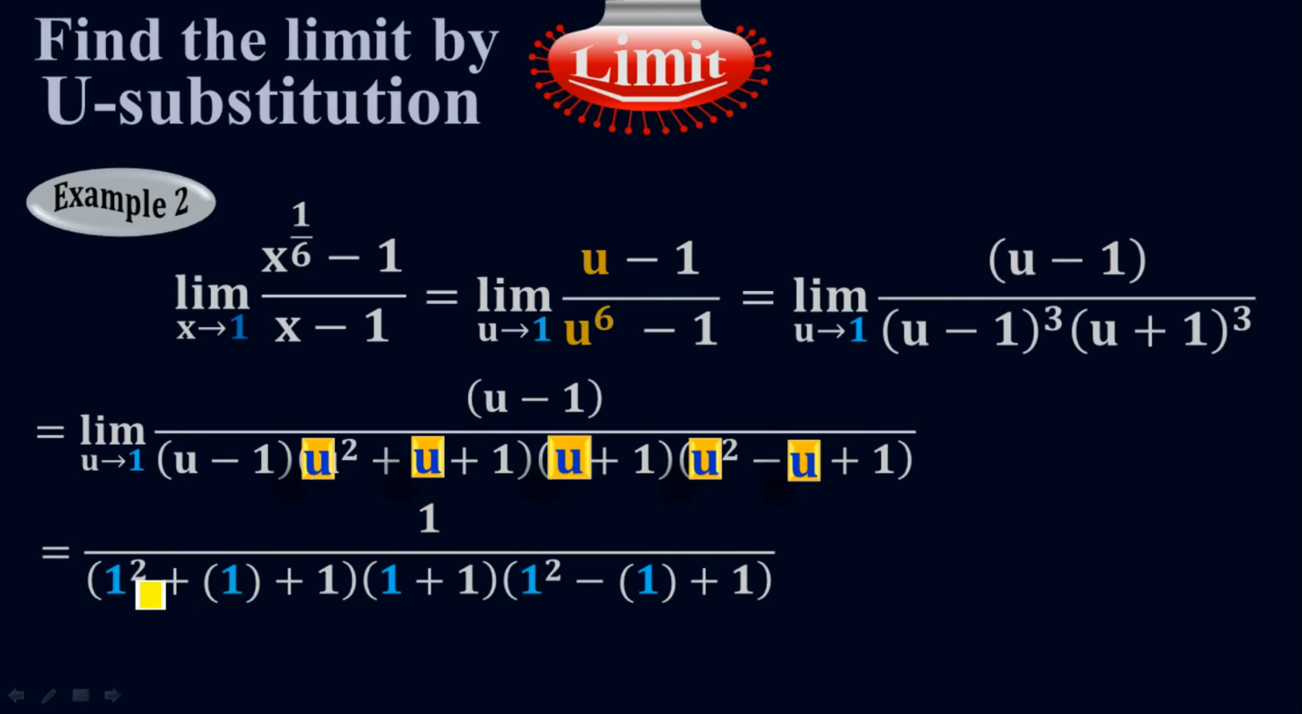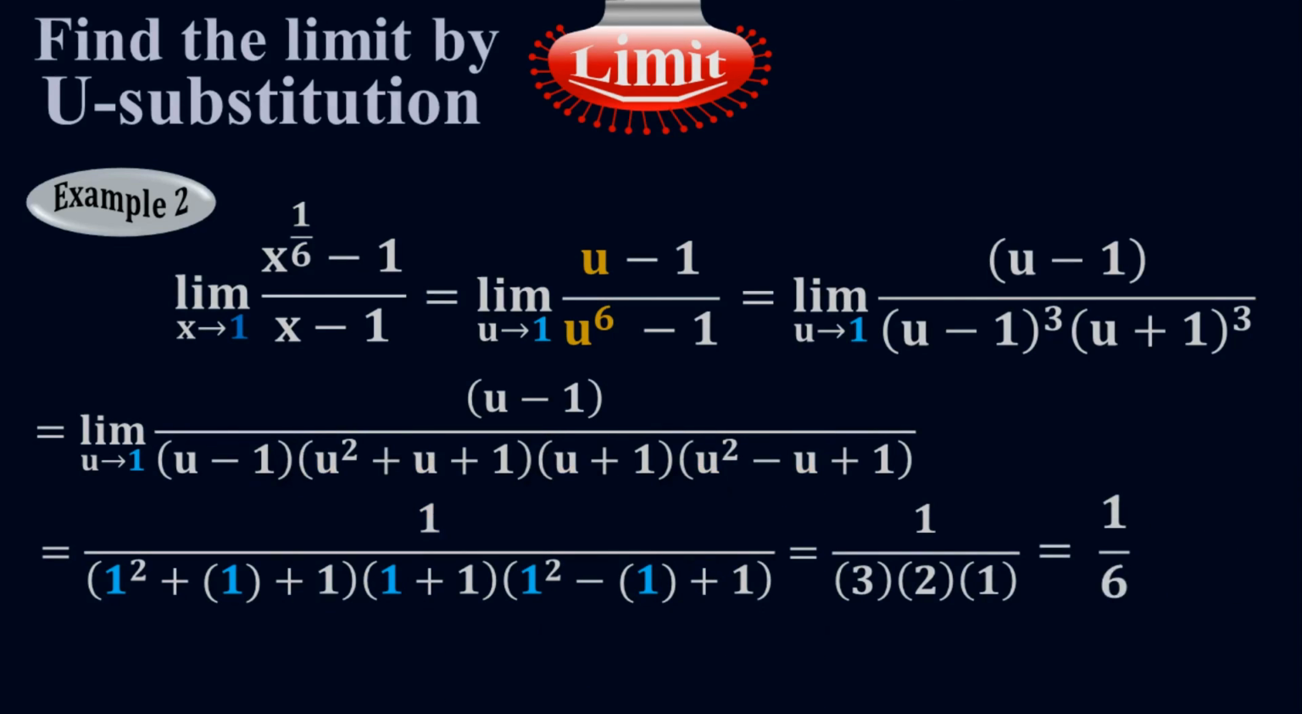U square will be 1 square, u is 1, and then u is 1, and then u square is 1 square, and then u equals 1. Just put u equals 1 for the u, not for here, because these two have been cancelled out. Simplify the expression further, you will get 1 over 3 times 2 times 1, which equals 1 over 6. Here is my final answer for the limit of x to the 1 over 6 minus 1 over x minus 1 when x approaches 1 after doing the u-substitution method.